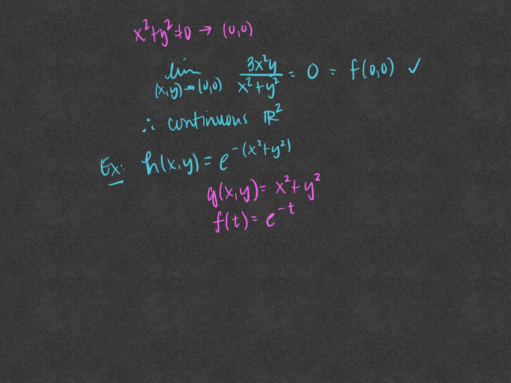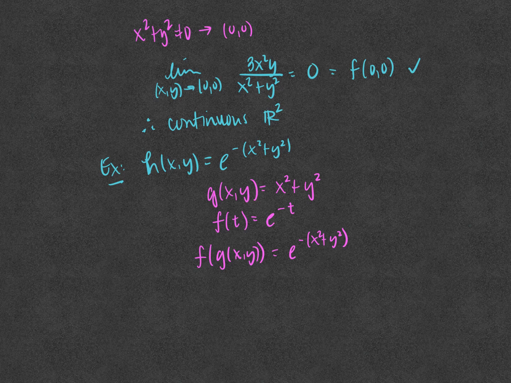So we've got the parametric equations going on. Then if you consider f of g of xy, we put it all together and say e to the negative g, which is x squared plus y squared. So it breaks up pretty nicely.